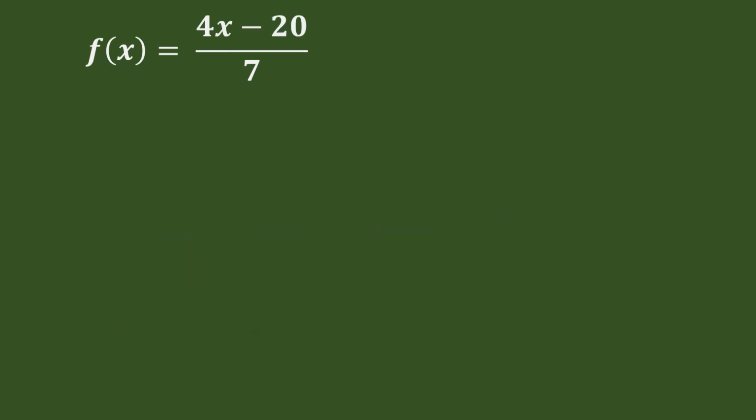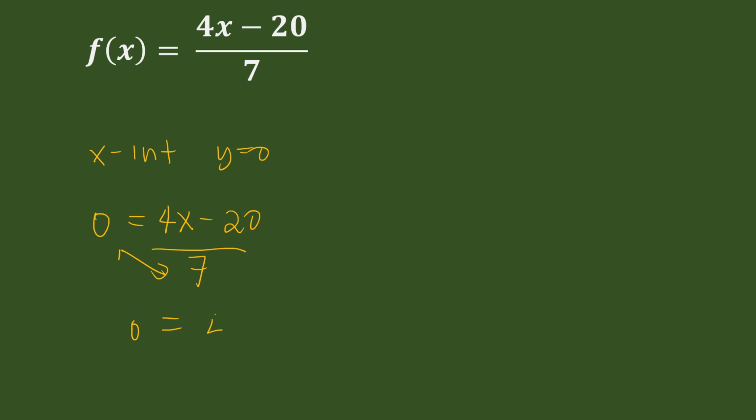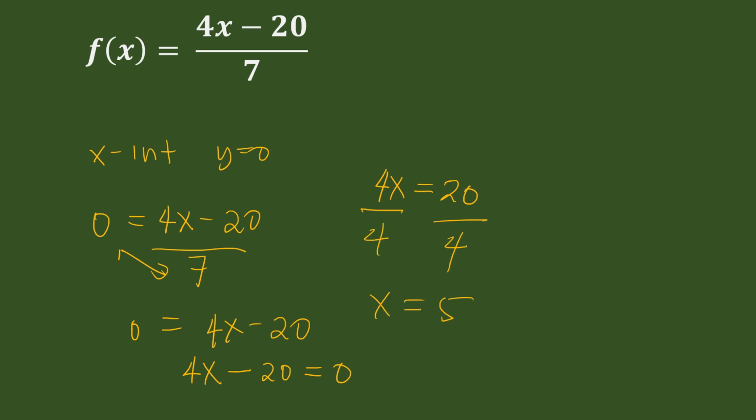Next example, f(x) = (4x - 20)/7. Solving for your x-intercept, y now equals 0. So we have 0 = (4x - 20)/7, cross multiply. So that will be 0 = 4x - 20. Let us write this one: 4x - 20 = 0. Solving for x, 4x = positive 20. And of course, divide both sides by 4. So x now equals 5. So this will be your x-intercept.